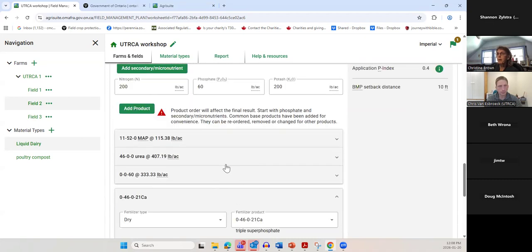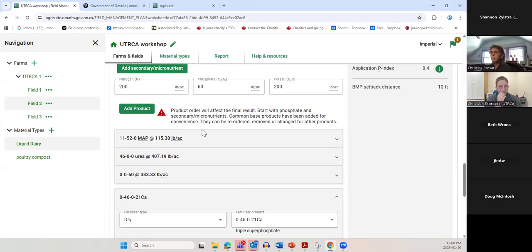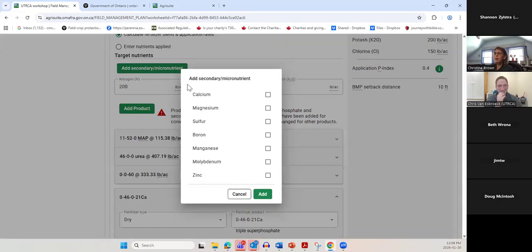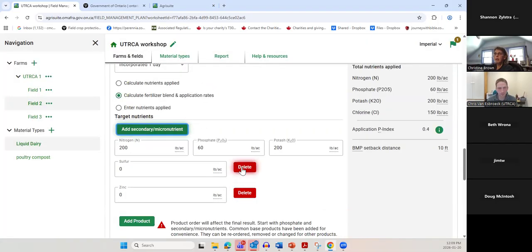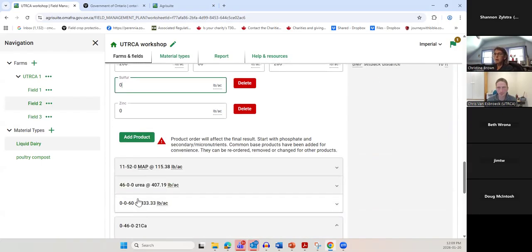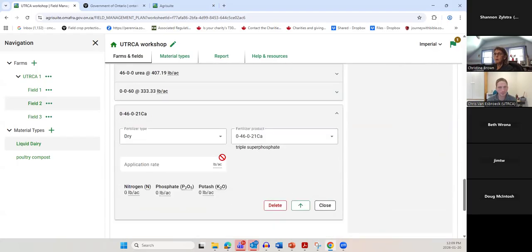Oh, so it's already done it for me automatically. It's kind of cool. I don't use this very often. And if I wanted to, I could add sulfur. I could add zinc, and it would also allow me to add those products. So I don't know if that answers the question.